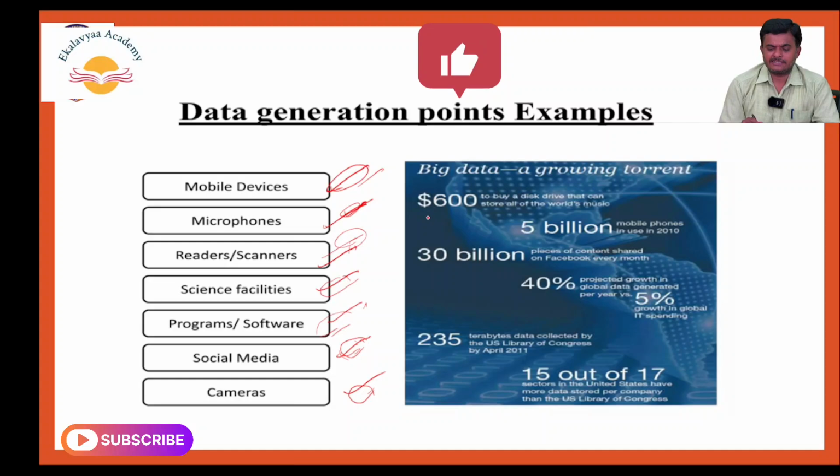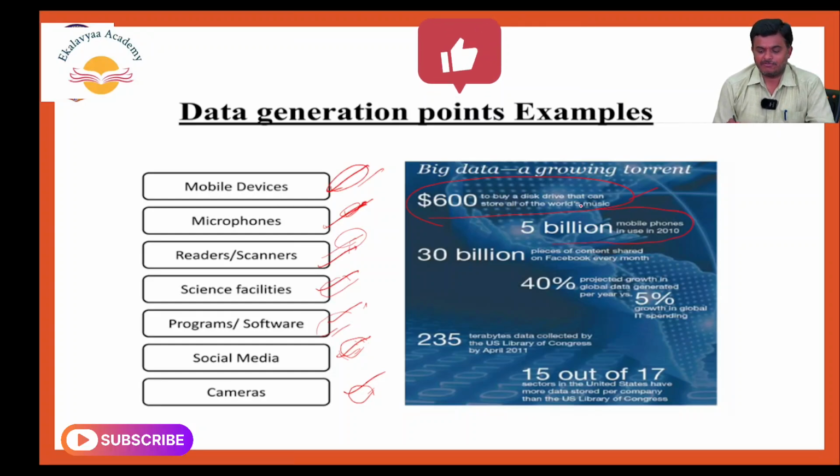Like here, see, big data, a growing torrent. $600 to buy a disk drive that can store all of the world's music. So that is how much large amounts of data is available, you can assume.